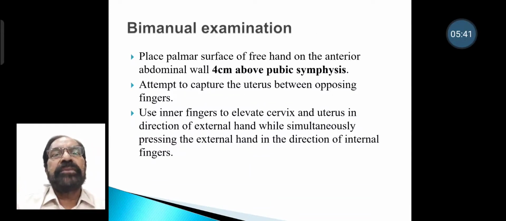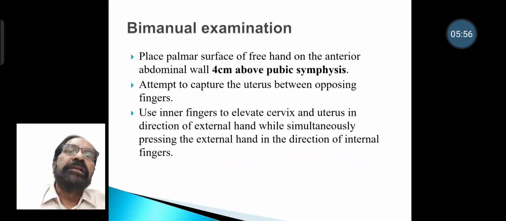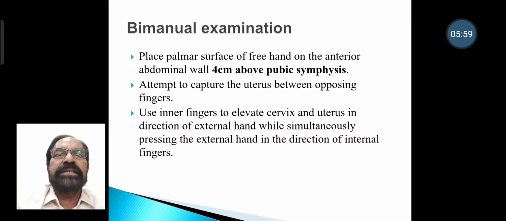Bimanual examination. Place the palmar surface of the free hand on the anterior abdominal wall, 4 cm above the pubic symphysis. Attempt to capture the uterus between the opposing fingers. Use inner fingers to elevate the cervix and uterus in direction of the external hand while simultaneously pressing the external hand in the direction of the internal fingers.